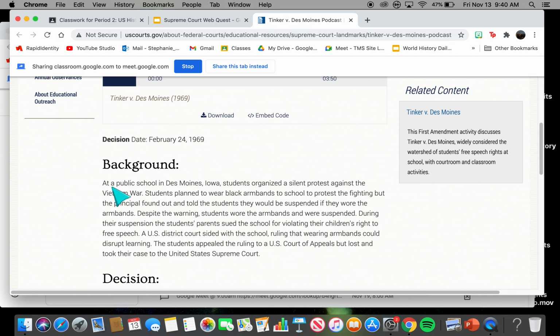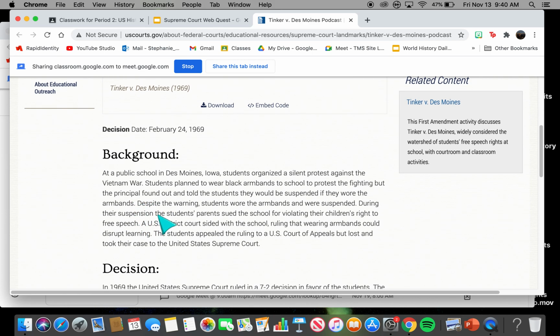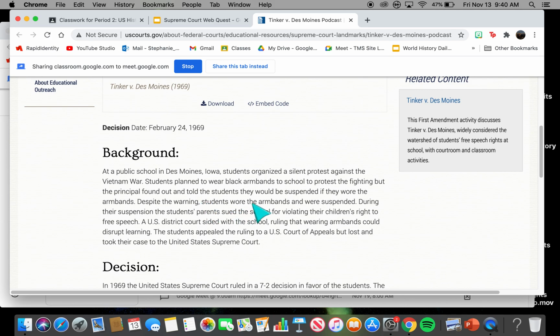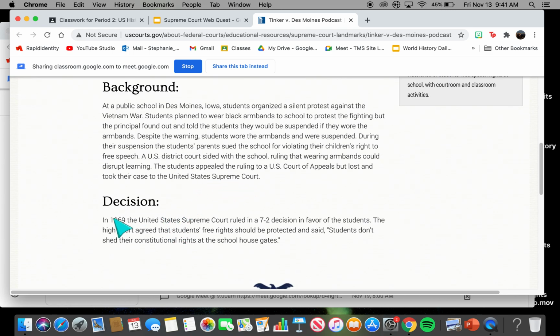So background. At a public school in Des Moines, Iowa, students organized a silent protest against the Vietnam War. Students planned to wear black armbands to school to protest fighting, but the principal found out and told the students they would be suspended if they wore the armbands. Despite the warning, students wore armbands and were suspended. During their suspension, the students' parents sued the school for violating their children's right to free speech. A U.S. district court sided with the school, ruling that wearing armbands could disrupt learning. The students appealed the ruling to the U.S. Court of Appeals but lost and took their case to the United States Supreme Court.